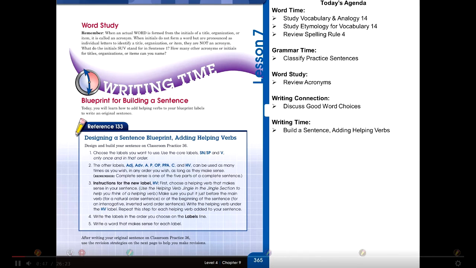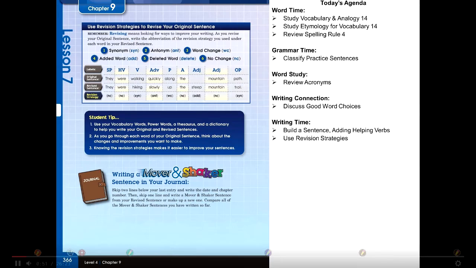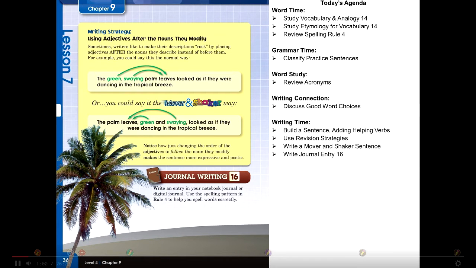During writing time, we will learn to build a sentence adding helping verbs. We will also use revision strategies and write a mover and shaker sentence. You will also write Journal Entry 16. We will also explore a writing strategy where we learn to use adjectives after nouns to make sentences more expressive.